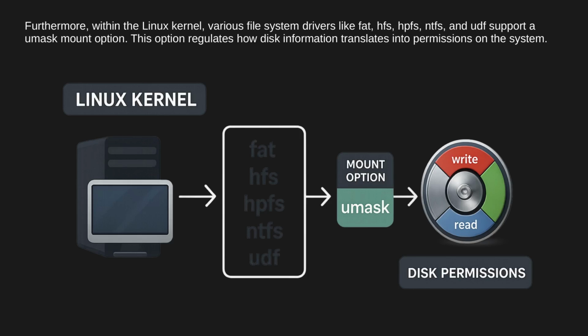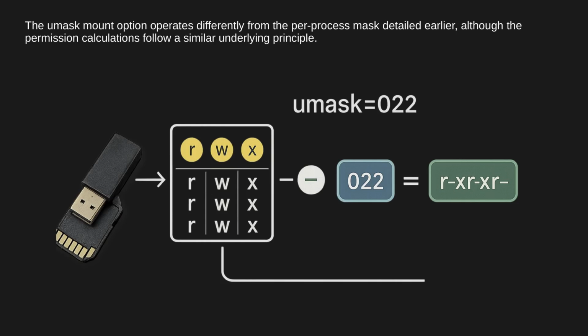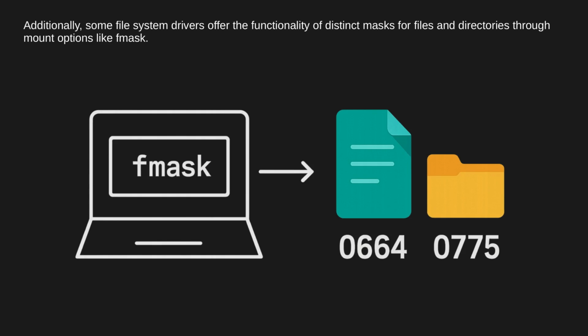Furthermore, within the Linux kernel, various file system drivers like FAT, HFS, HPFS, NTFS, and UDF support a umask mount option. This option regulates how disk information translates into permissions on the system. The umask mount option operates differently from the per-process mask detailed earlier, although the permission calculations follow a similar underlying principle. Additionally, some file system drivers offer the functionality of distinct masks for files and directories through mount options, like fmask.